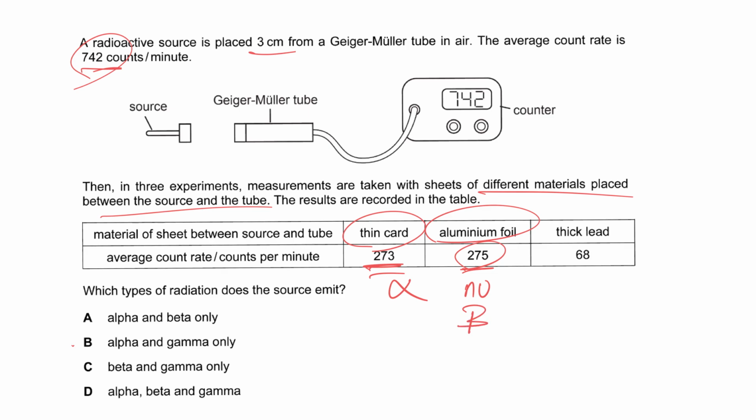But some students may say that the value changed. Remember, radioactive decay is a random process. It doesn't mean the count rate will stay fixed at a constant value; it actually fluctuates about a constant value. And lastly, when you put a thick lead, it's further reduced to 68. Thick lead is able to absorb the gamma. So the 68 most probably will be your background radiation, by the way. So there is a presence of gamma rays. So the answer is alpha and gamma. So the answer is B.